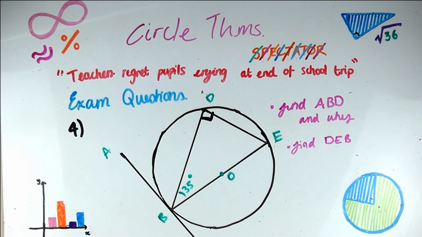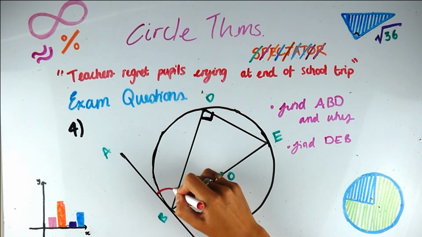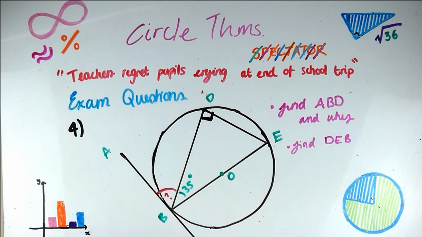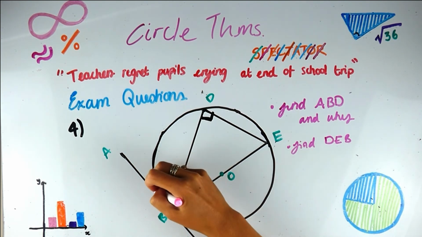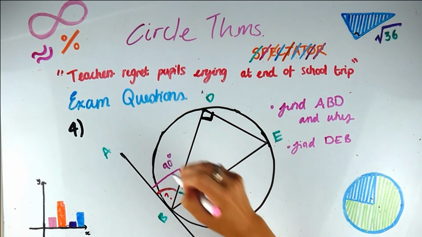So our final exam question is here, and the first thing it asks us is to find ABD and Y. First of all, what is ABD? We're looking for this angle here. Using the first circle theorem, the tangent one, because this is coming from the centre, this is a radius, and we know that the angle between the tangent and the radius is 90 degrees.